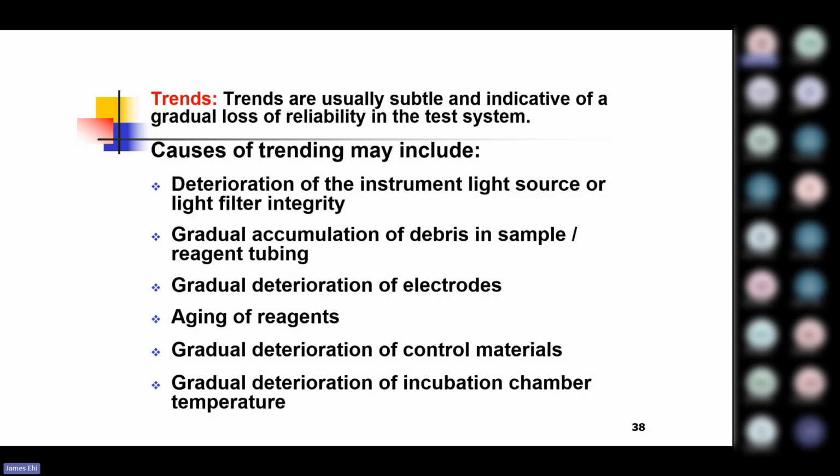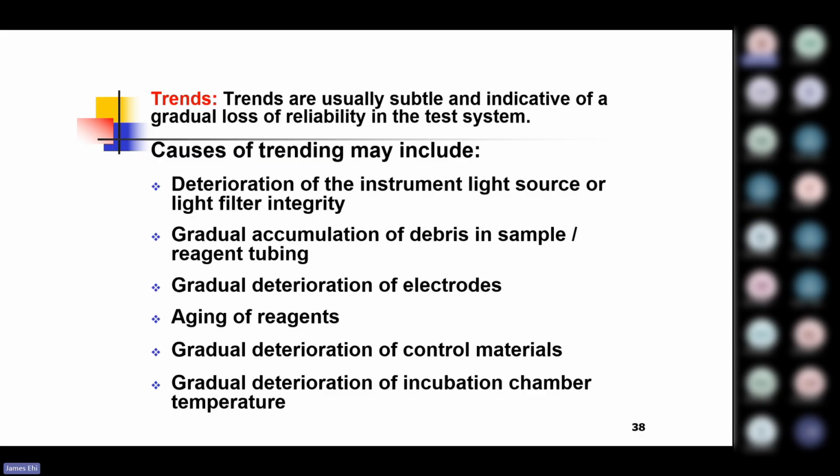For trends, which are subtle and indicative of gradual loss of reliability, the causes normally are: one, deterioration of the instrument light source or light filter integrity. If the light is gradually dying, but good enough... with most of the analyzers we have these days, the voltage drop is sudden, so you rarely have such a problem. But if you're still using some of the old analyzers, you experience this a lot. The light intensity keeps dropping, or the light filter integrity gets compromised with time or age.